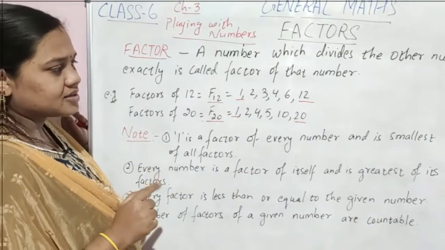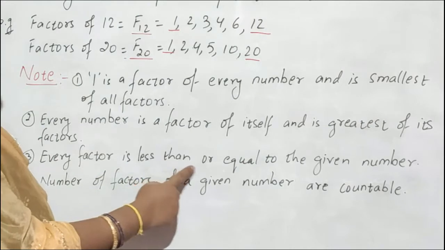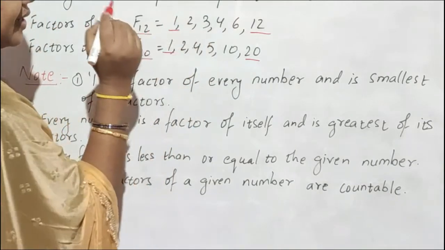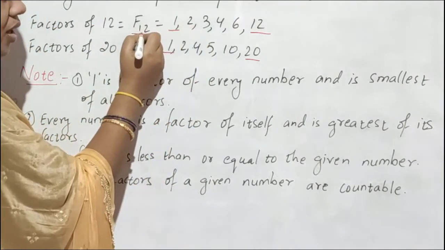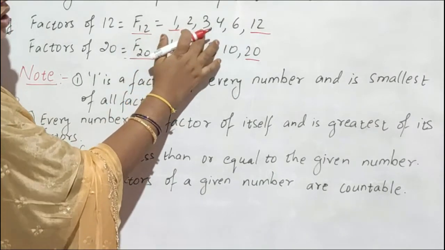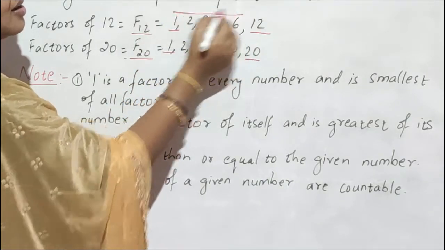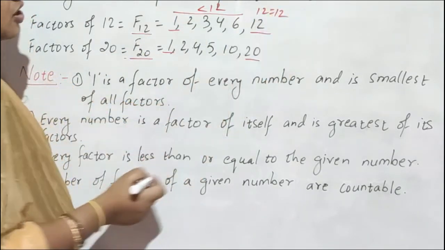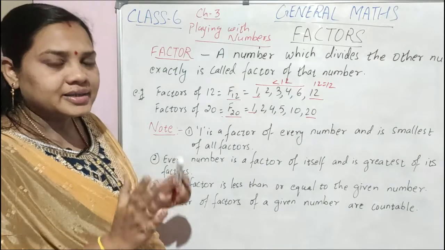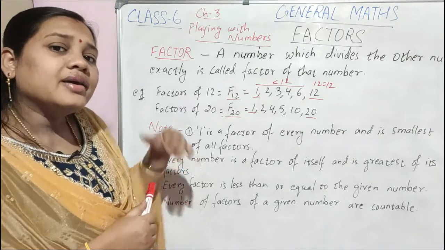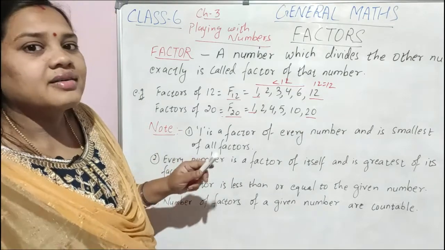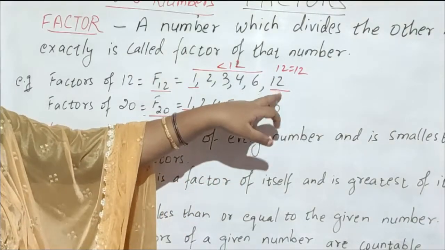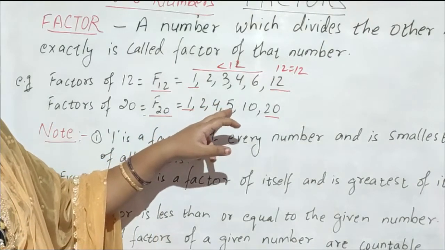Clear? Next, every factor is less than or equal to the given number. You see in all these factors, either the numbers are less than 12 or equal to 12. You see 1, 2, 3, 4 and 6. All these numbers are less than 12, whereas 12 is equal to 12. So factors are either less than the given number or equal to the given number but never greater than the given number. Any factor will not be greater than 12 here. Here any factor will not be greater than 20.